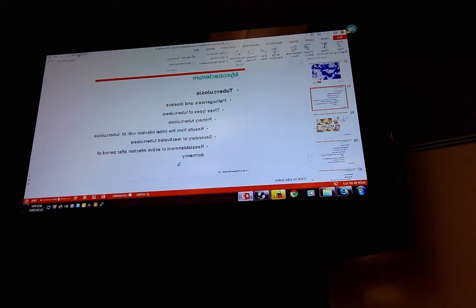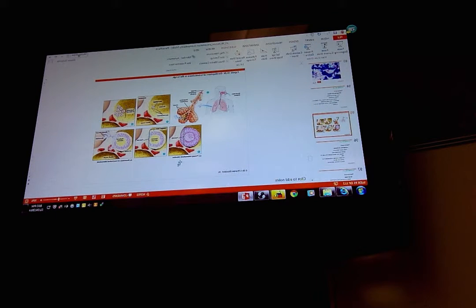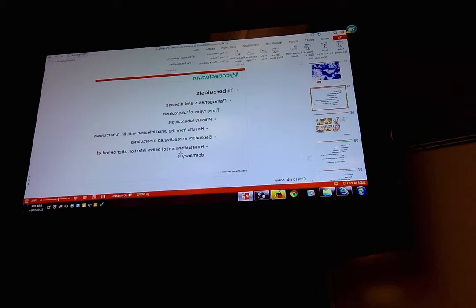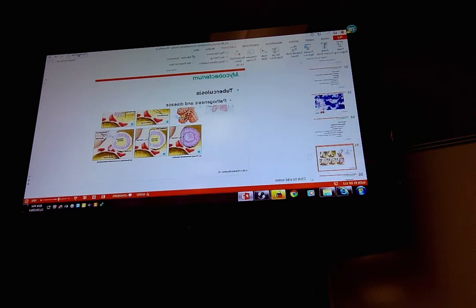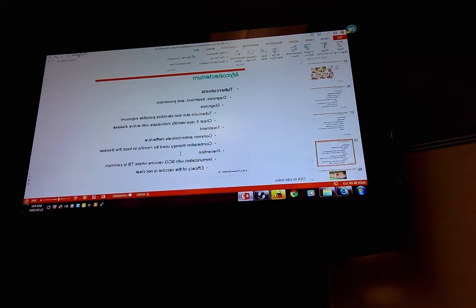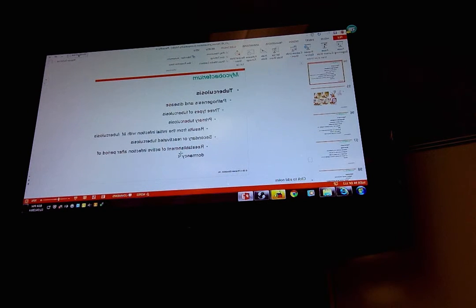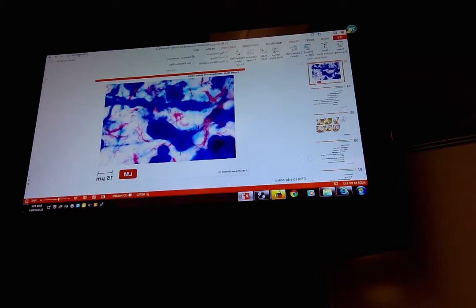Would you like us to know that tuberculosis slide or no? This one right here, yes. And the mycobacterium, anything on that? The waxy layer, etc. Oh, it's acid-fast resistant, for anything like that.